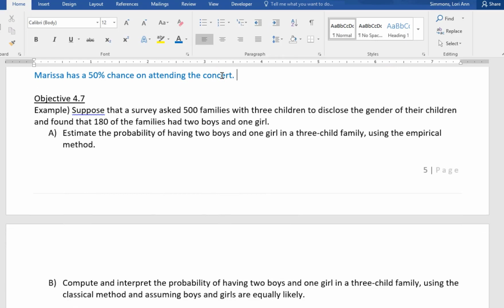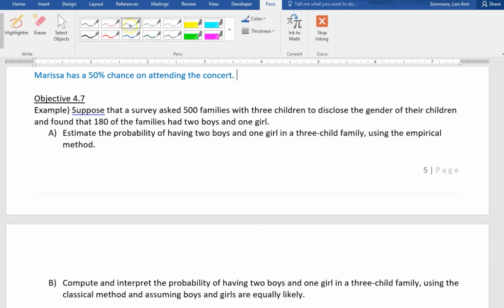Let's look at another example. Suppose that a survey asked 500 families with 3 children to disclose the gender of their children and found that 180 of the families had 2 boys and 1 girl. Estimate the probability of having 2 boys and 1 girl in a 3-child family using the empirical method. So the empirical method again refers to trials. So how many had 2 boys and 1 girl? 180 out of the total, which was 500. So it's approximately equal to 0.36.